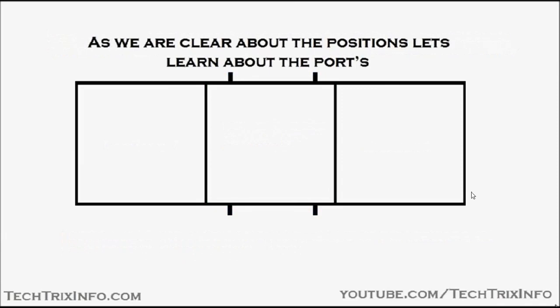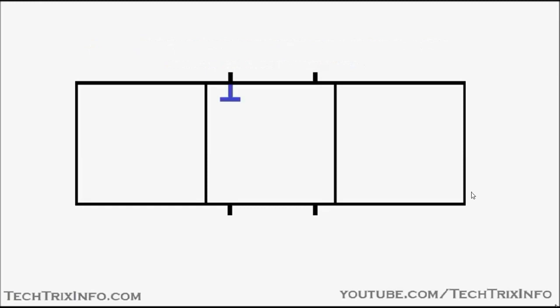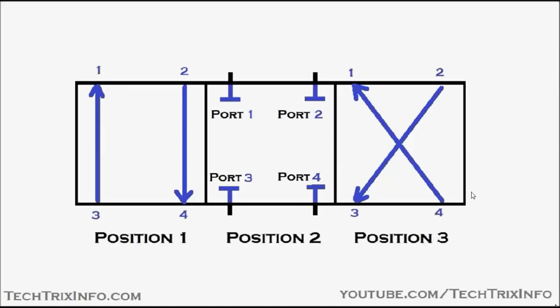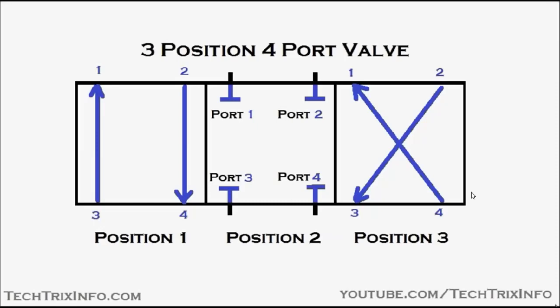Now as we are clear about the positions, let's see the ports. So those are the ports in position 2, and you can see all the ports are blocked. Port 1, 2, 3, and 4. So we have 4 ports in a single position. In every position we have 4 ports each. You can count it, 1, 2, 3, 4. These arrow marks show the direction of flow. Position 1, position 2, and position 3. So it is a 3 position 4 port valve. You can count the positions: 1, 2, 3. So we have 3 positions here, and we have 4 ports in each position.